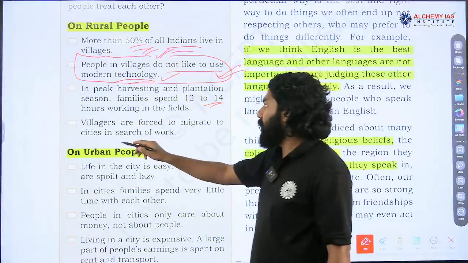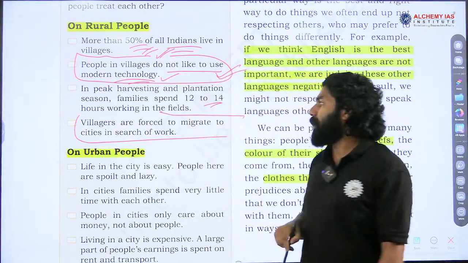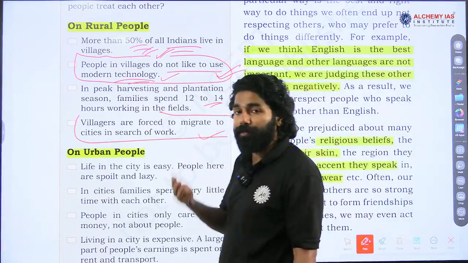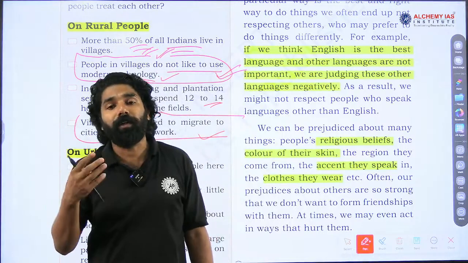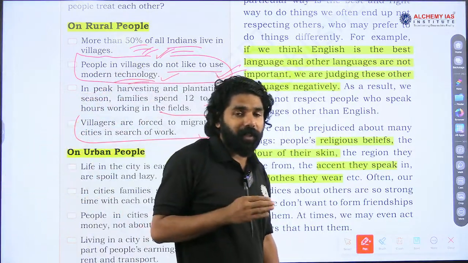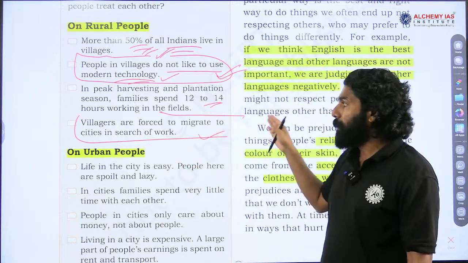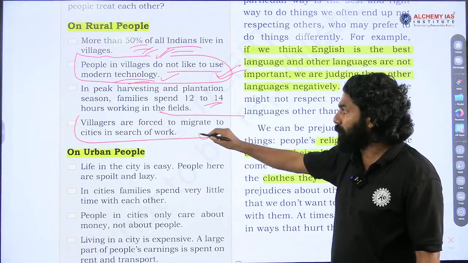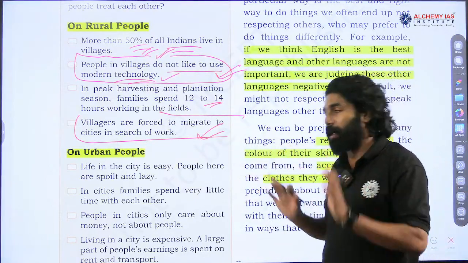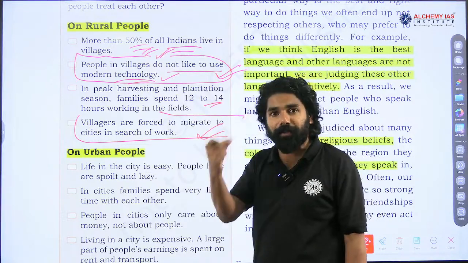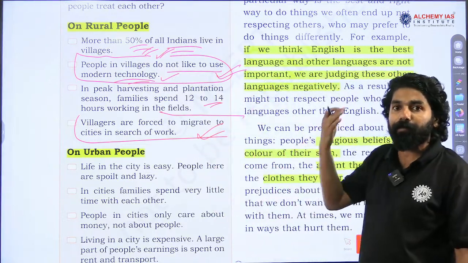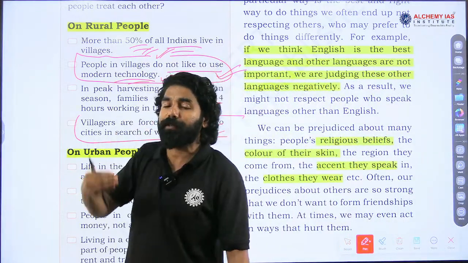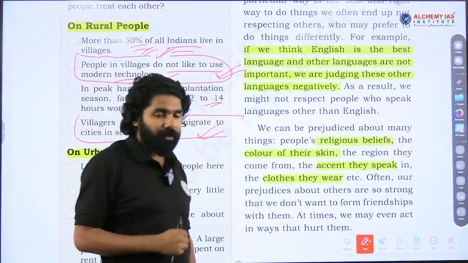Then another one: villagers are forced to migrate to the city in search of work. What factor is leading them to prefer working in the city? There are other reasons as well. It does not necessarily mean they were forced to migrate from rural society into urban society. There may be many other factors resulting in this migration. So we have to study this according to research. But we make prejudices, and according to these assumptions and opinions, we make judgments about rural sections of people.